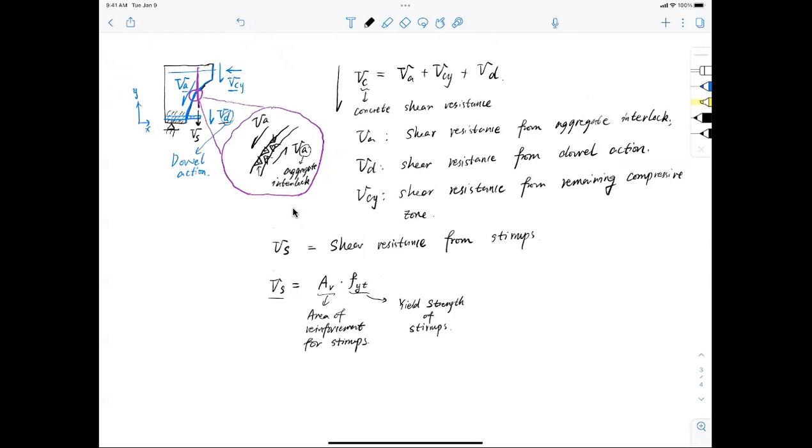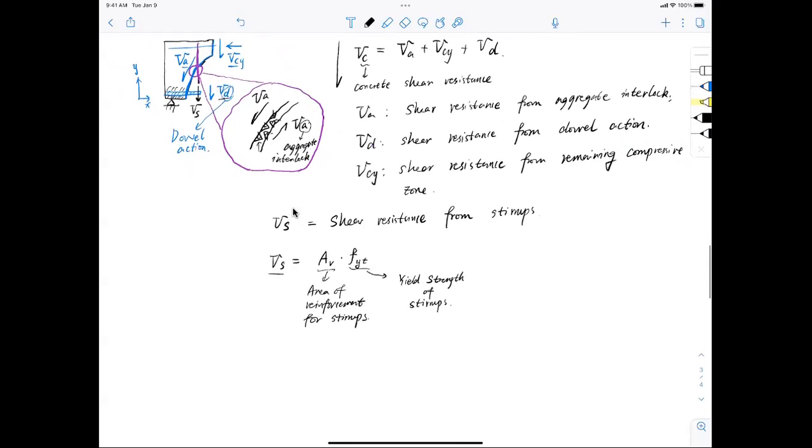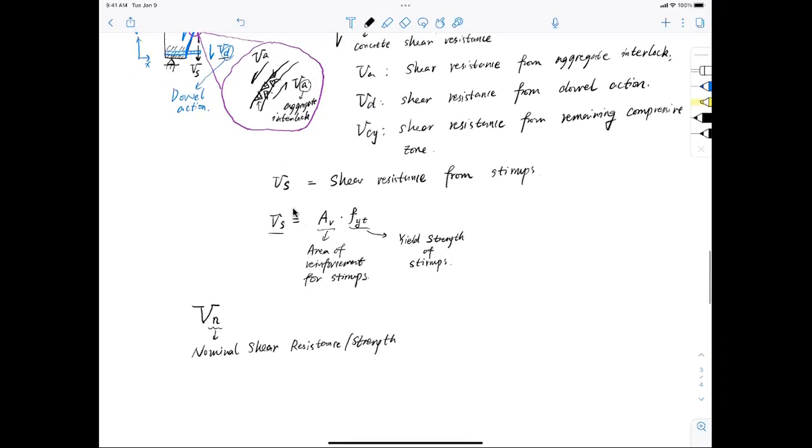All right, with all this, I have put everything together now. So I can say that the total shear resistance, Vn, remember this? This is called nominal shear resistance, or nominal shear strength. I like the word resistance. Shear resistance or shear strength, you see in the textbook and others call it shear strength. It's the same thing.